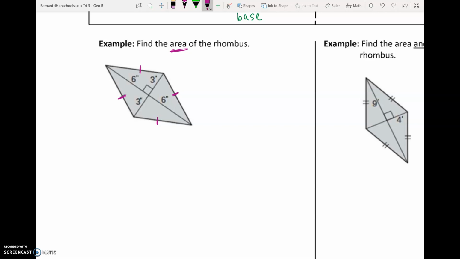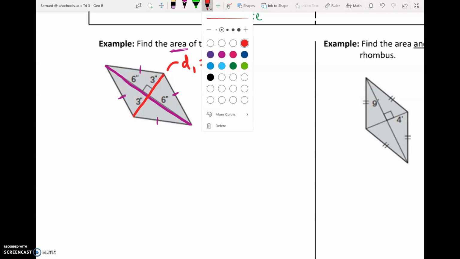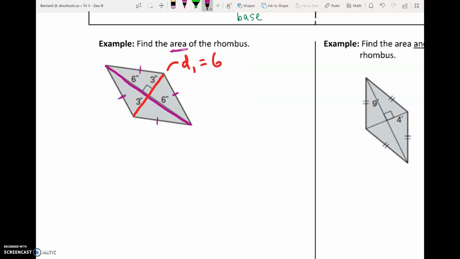Now, they have given us information inside the rhombus. What I mean by that is this diagonal, part of it's 6, the other part of it's 6. Here's another diagonal right here. Part of it's 3, the other part of it's 3. So the whole thing we can call diagonal 1, and if part is 3 and the other part is 3, the whole thing is 6. Then looking at the purple one, the red one was diagonal 1, we'll call the purple one diagonal 2. Part of it's 6 and the other part is 6, and the whole thing is 12.